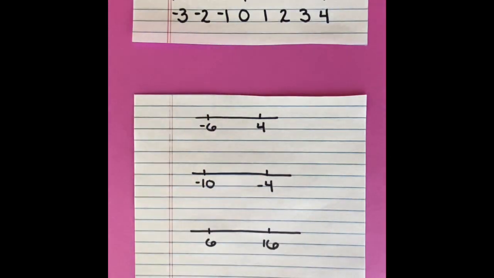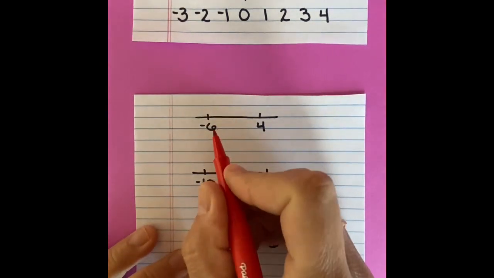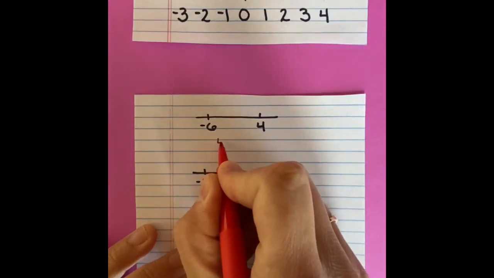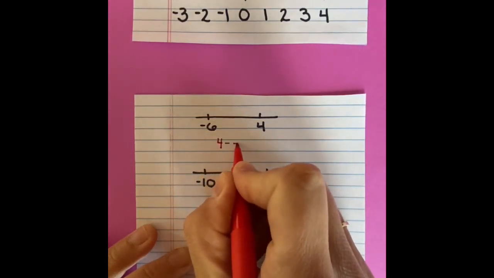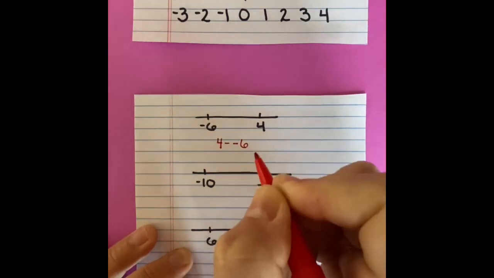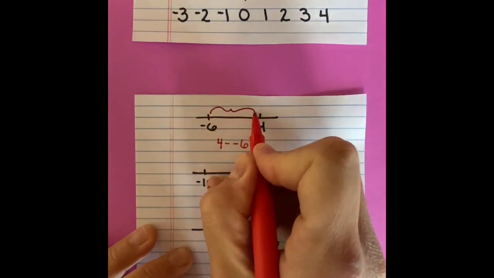If I want to find the distance between any two numbers, you always want to take the larger number minus the smaller number. The distance between -6 and 4: the larger number is 4, minus the smaller number, -6. 4 minus a -6 is 4 plus 6, so the distance here is 10.